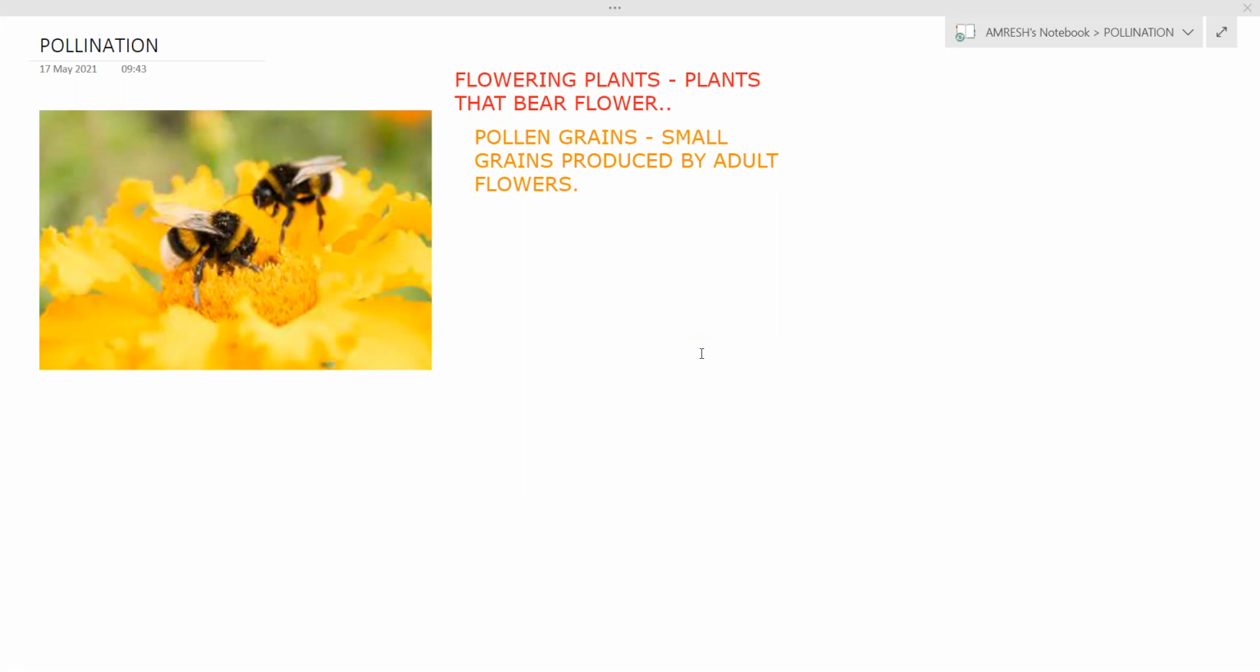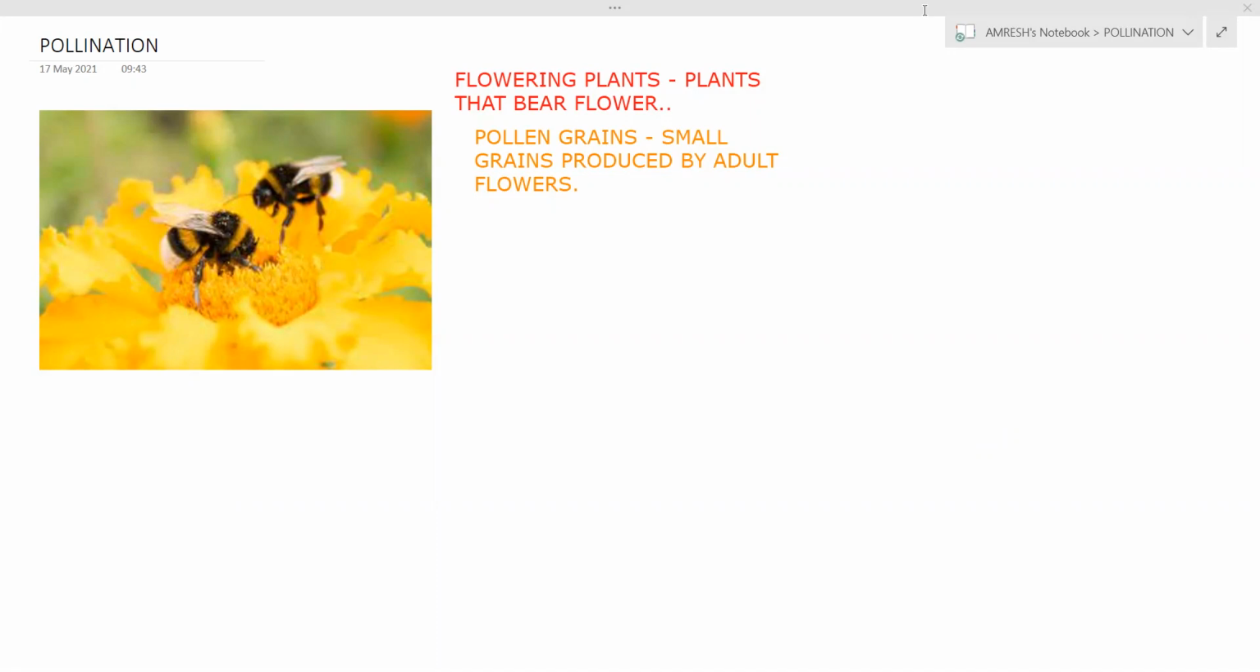Pollen grains are produced by the male plant. It is going to the female plant by various ways. So from the male plant, the pollen grains are moved to the female plant, and this overall process is called pollination.